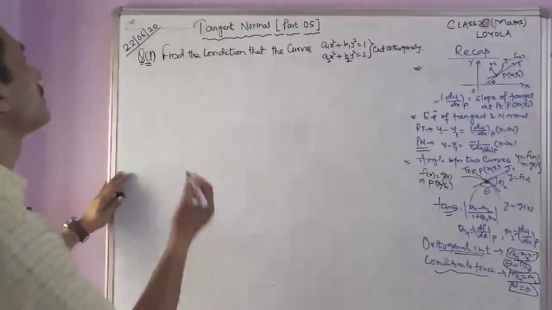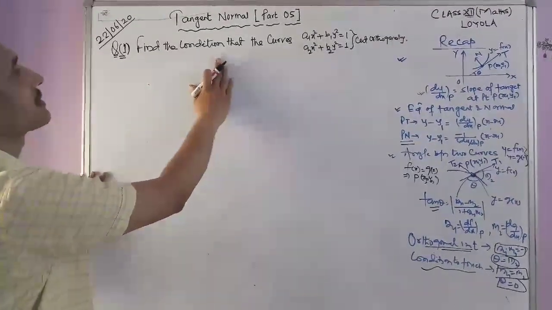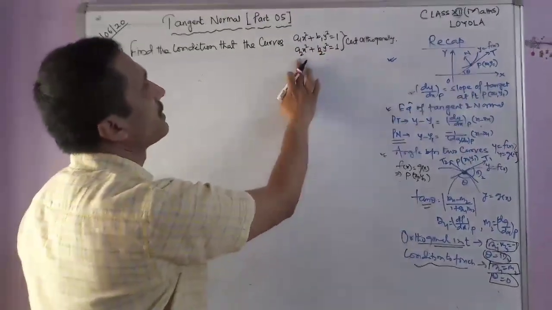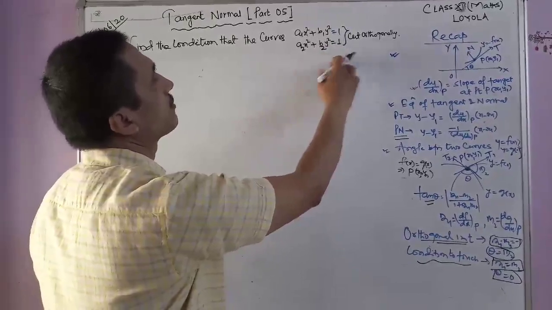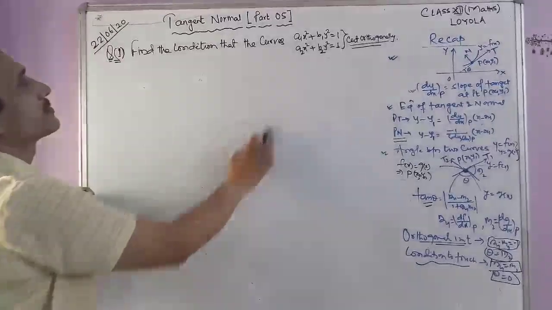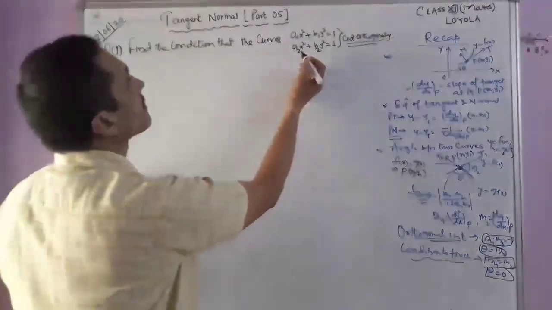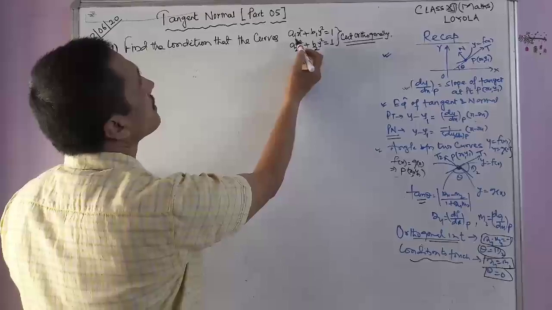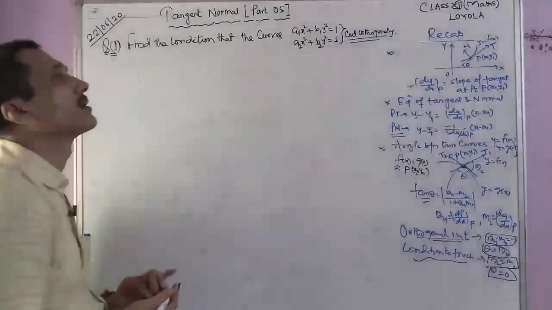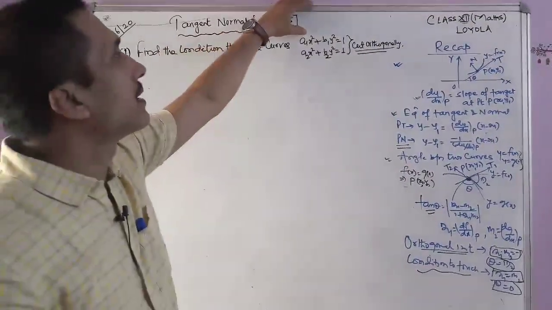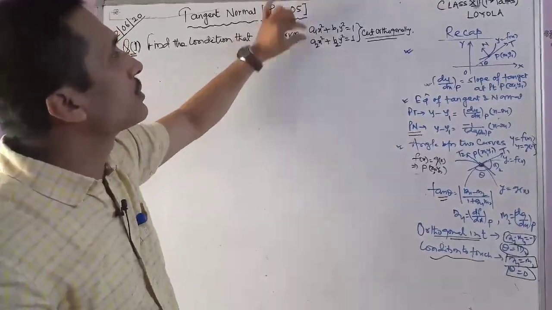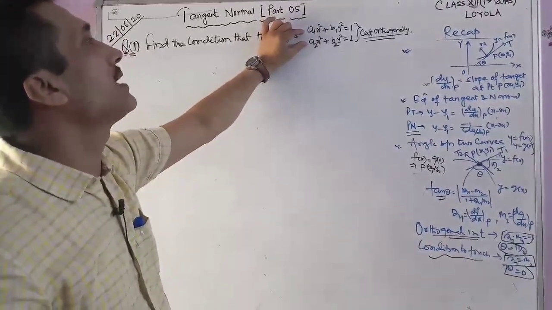Now, we take a question. Find the condition that the curves a1x square plus b1y square equal to 1, a2x square plus b2y square equal to 1 cut orthogonally. Here two curves are given. Actually, here coefficients are a1, b1, a2, b2. We have to find relation between these four coefficients a1, a2, b1, b2, so that these two curves intersect at right angle.